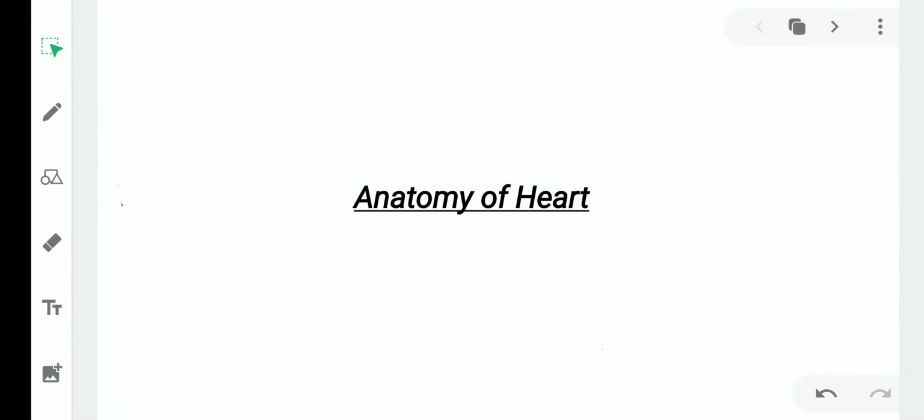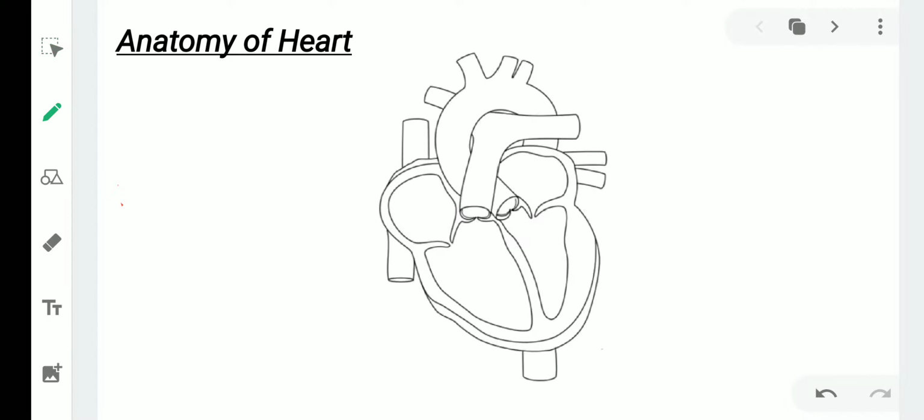Hi guys, today we will learn about the structure or the anatomy of the heart. First, we will learn about the basic structures and then we will go into detail. So here we have a very basic diagram. First we will start with the basics.